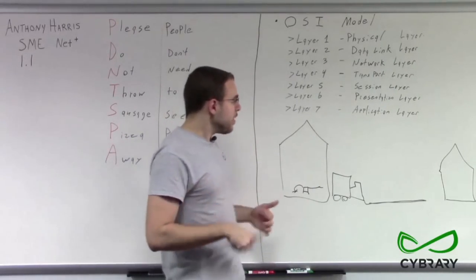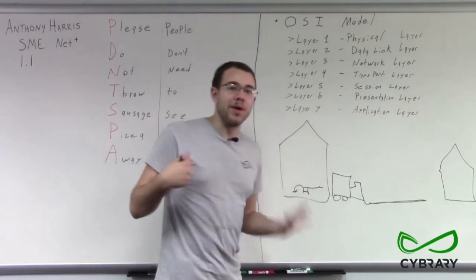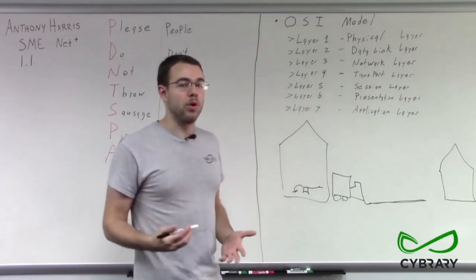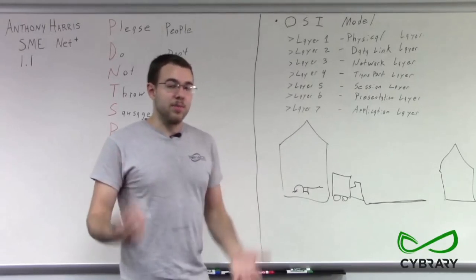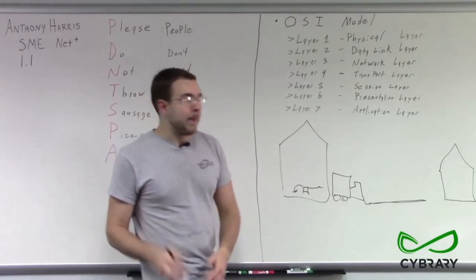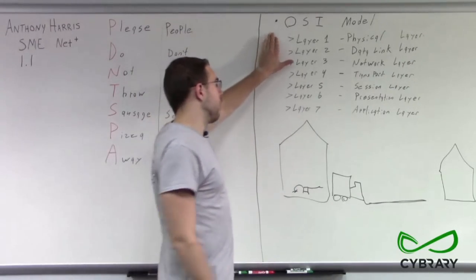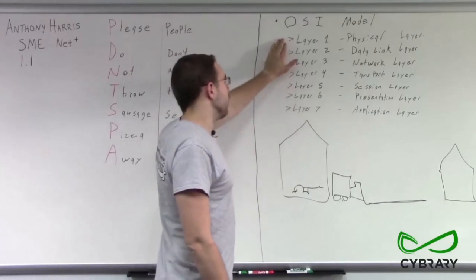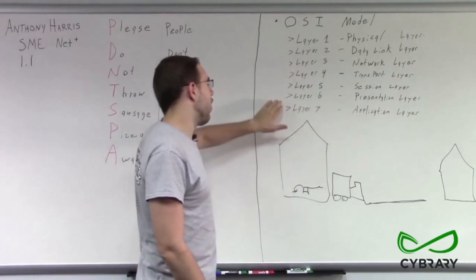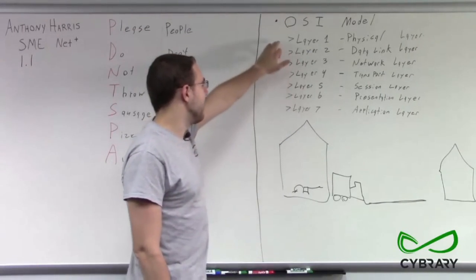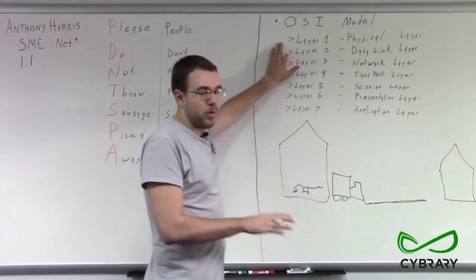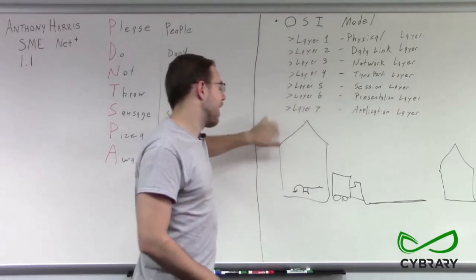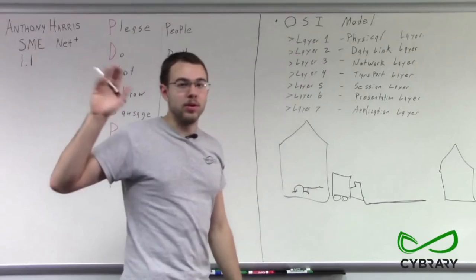So let's do a quick general overview of our OSI model and then talk a little bit about a way that we can remember the order, and then we'll go into the exact specifics of each individual layer. So our OSI model consists of seven different layers, layer 1 all the way to layer 7. Layer 1 is what we call our low-level layers, and layer 7 will be our higher level layers.